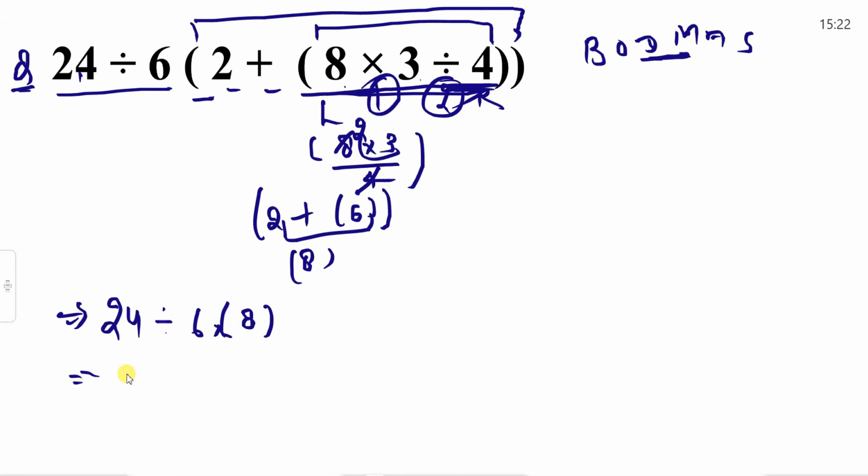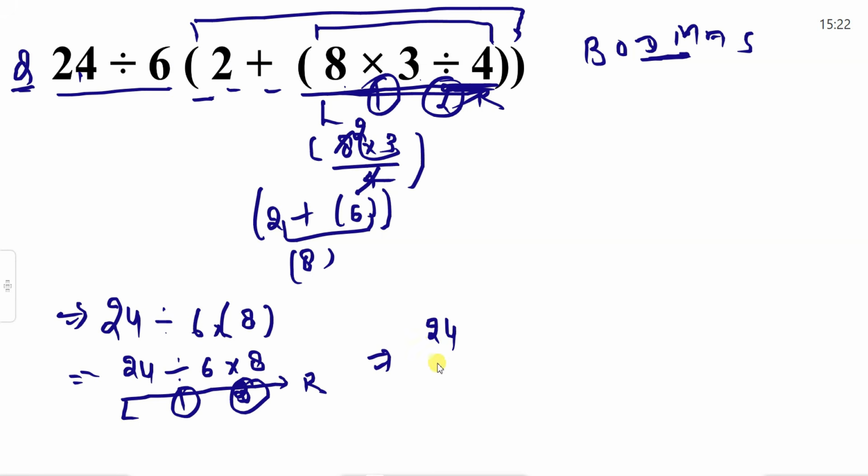We'll multiply inside the bracket, so 24 divided by 6 times 8. Let's check the terms from left to right. We'll give priority to division, and here on this side, we'll give priority to multiplication. Now, let's solve it here. 24 divided by 6 times 8.